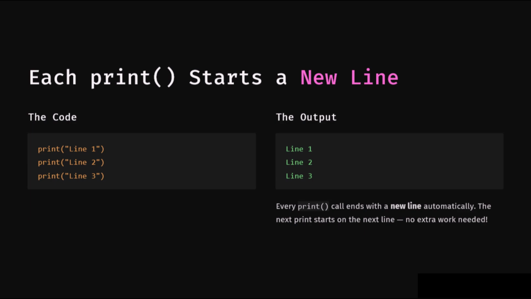This is because every time a print function finishes its task, it automatically adds a hidden new line character at the end. This moves the cursor down so the next print statement starts fresh on the very next line. No extra work or special commands needed from you. This built-in formatting ensures your terminal output remains organized and easy for your users to read. Whether you're printing a list of items or a series of instructions, Python handles the spacing for you automatically.